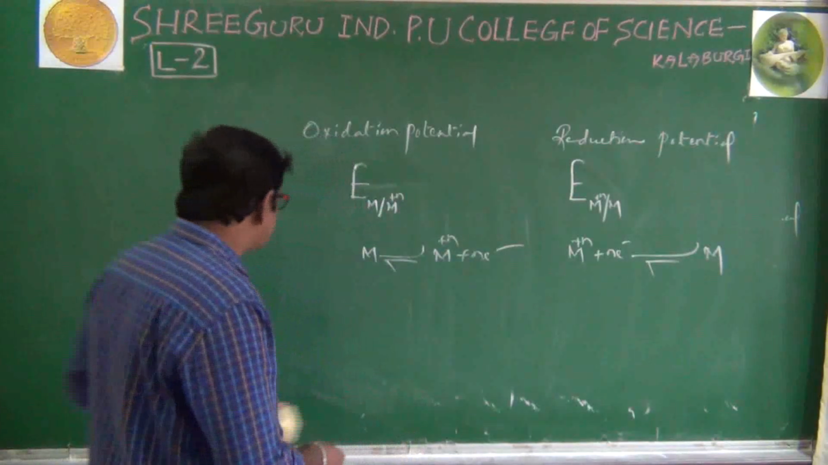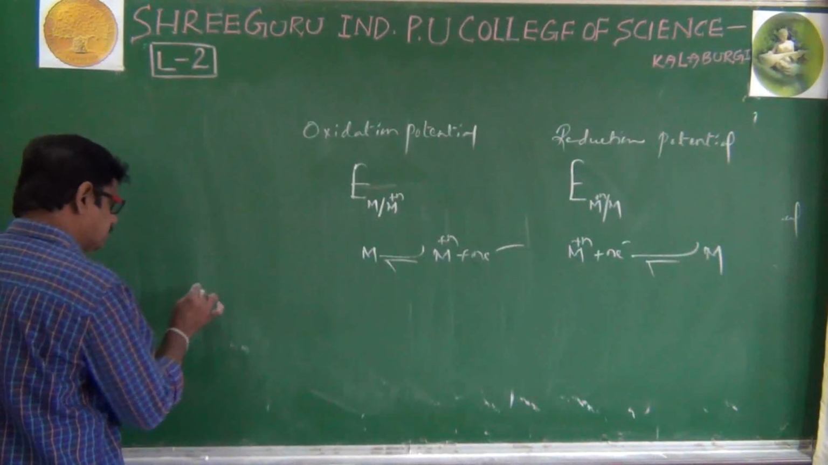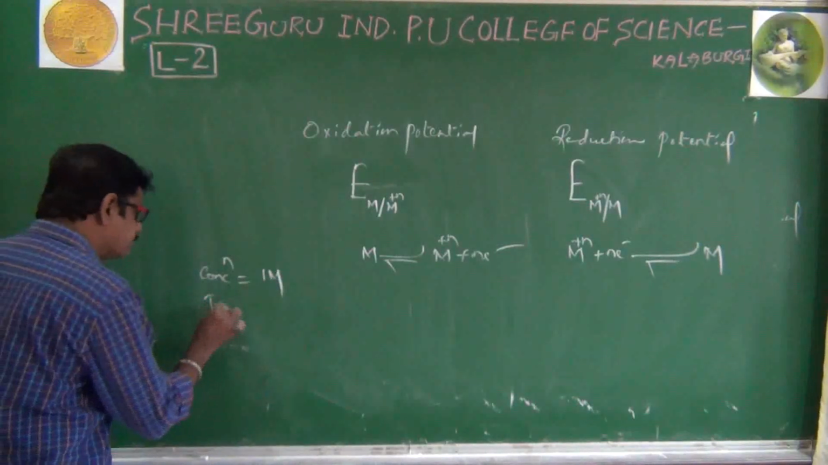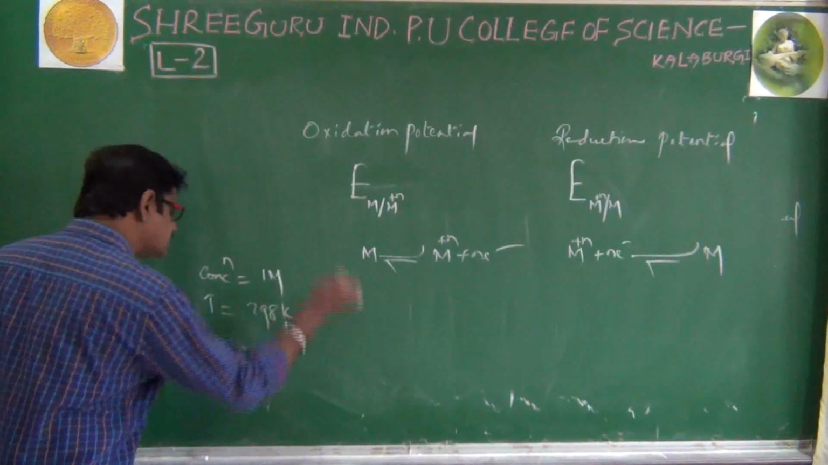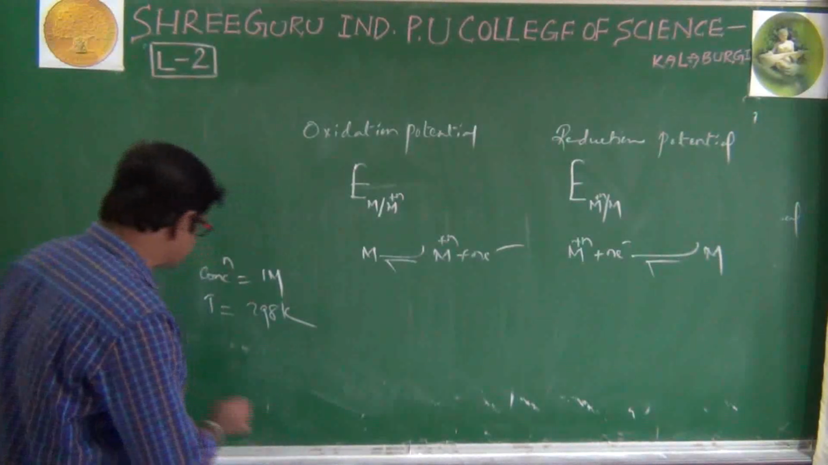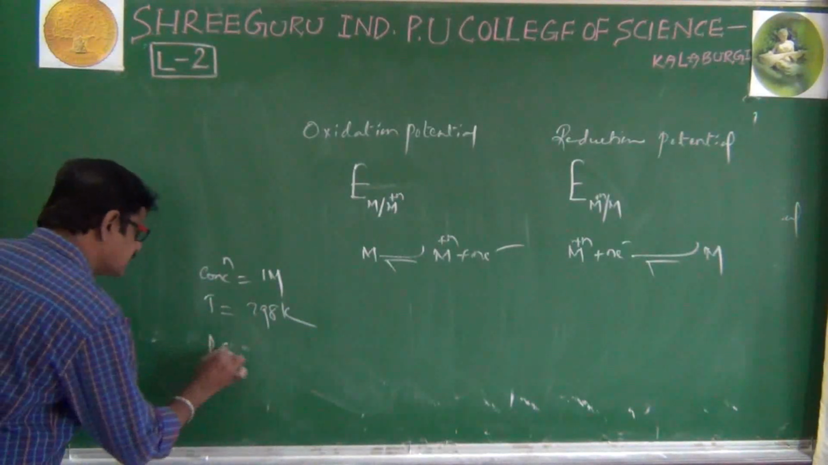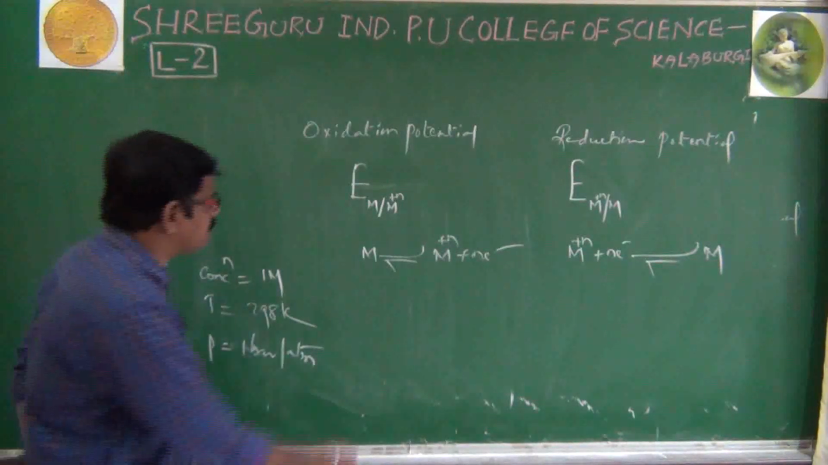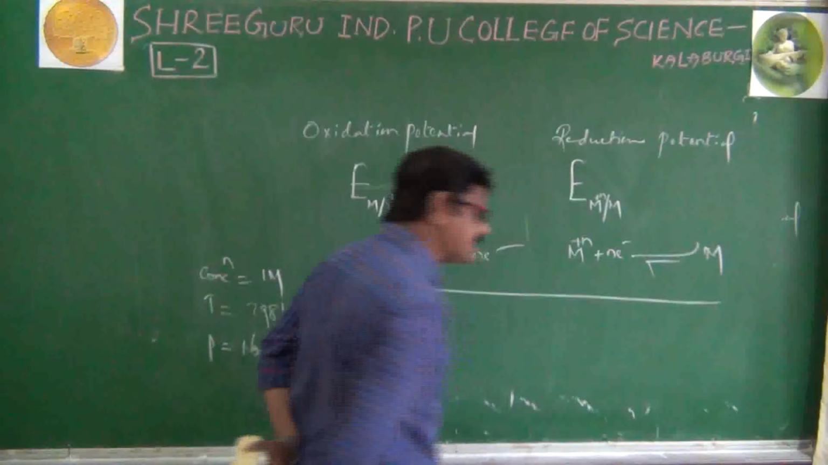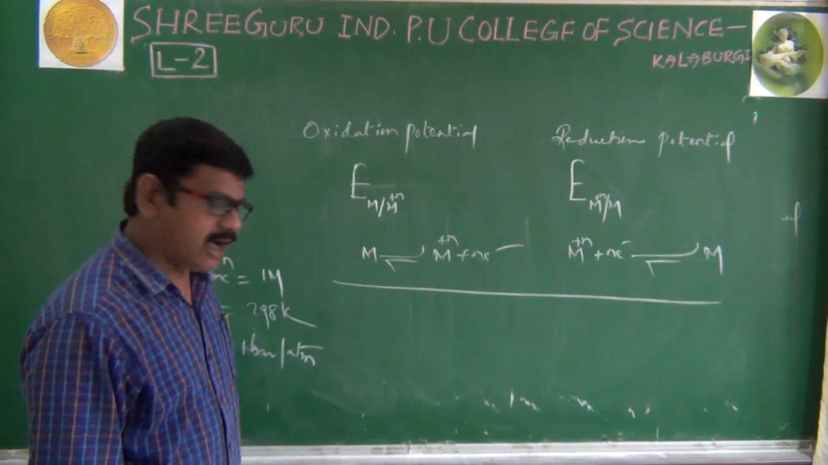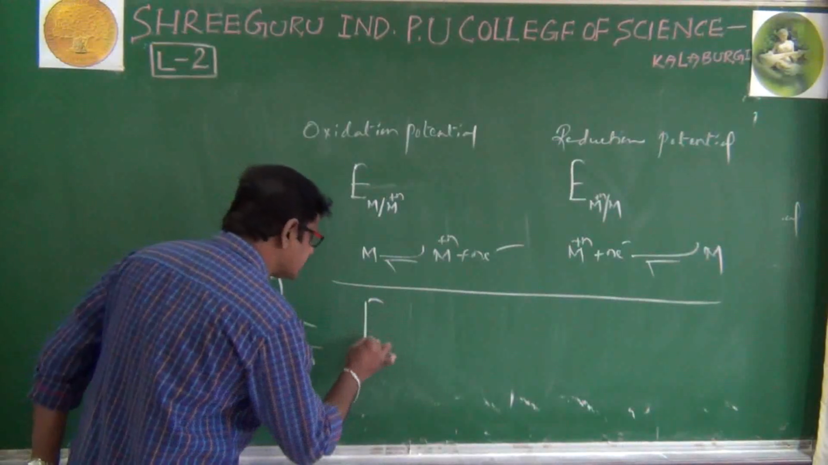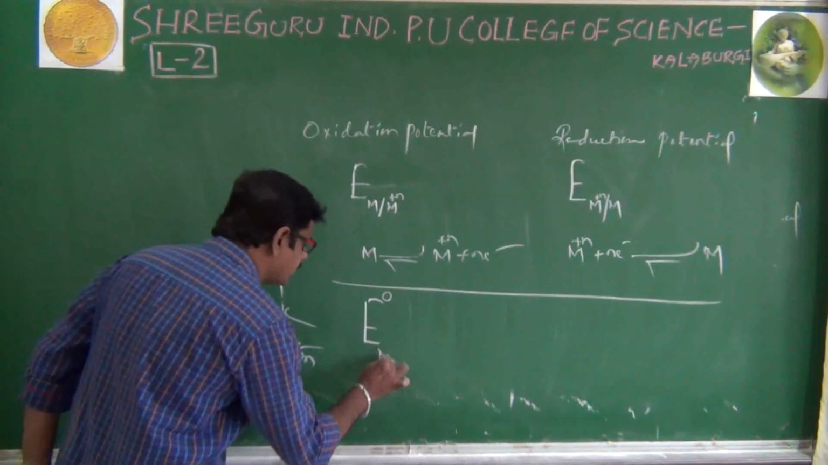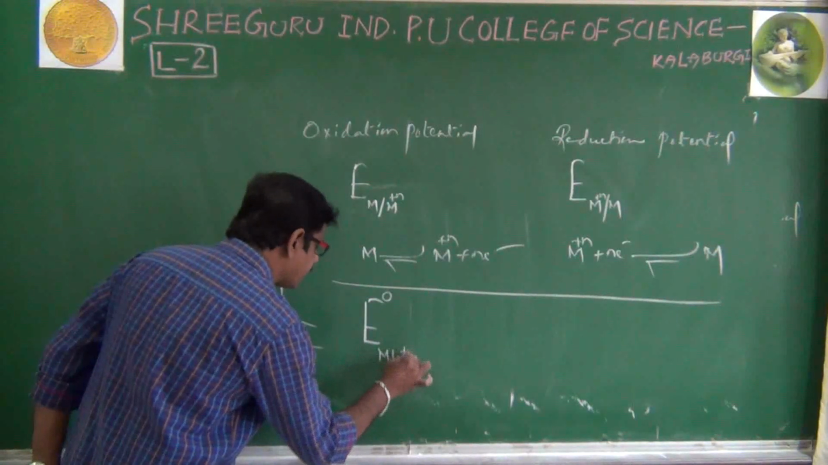Now particular conditions, if you maintain, say for example, concentration is 1 molar and temperature is 298 kelvin, and particularly for gaseous electrodes, if you maintain pressure that is 1 bar or 1 atmosphere, now whatever potential is developed is called standard electrode potential, and standard electrode potentials are designated as E naught, and same sign, E naught M oblique M^n+.